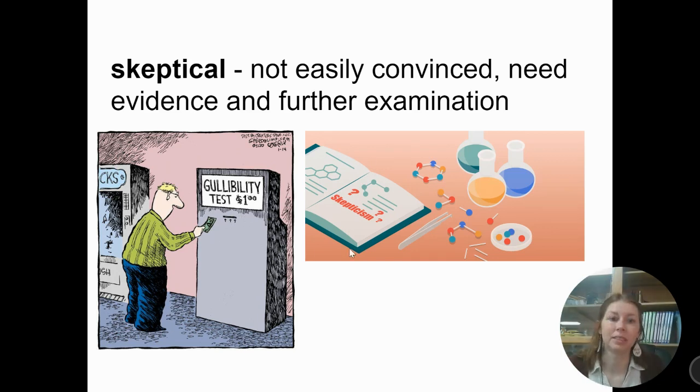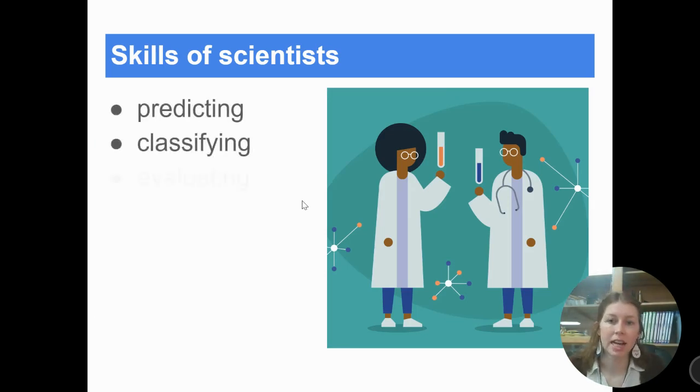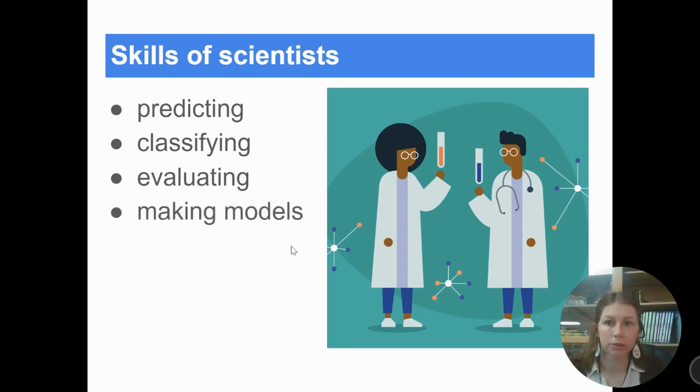They should be skeptical. They should consider other information. They should need data and evidence. It says they need evidence. They don't just believe things because somebody said it. They want to see the evidence to know that that's the truth. So here are some skills of scientists. Making predictions, classifying, evaluating, making models. Again, there's other skills, but these are the few we're going to focus on.